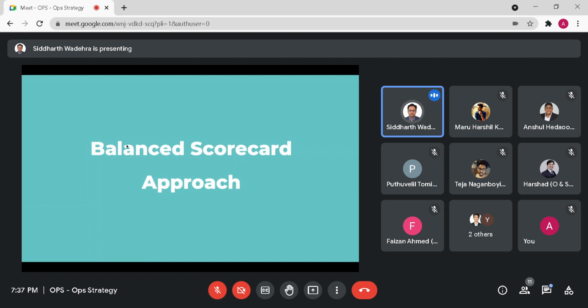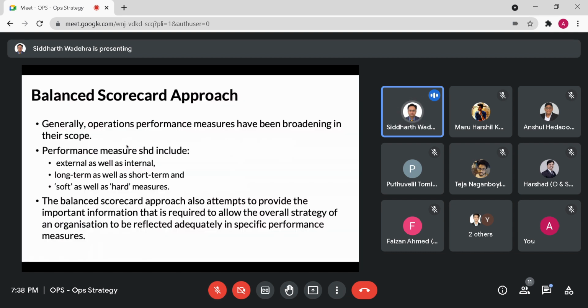Not really predict, but at some level reduce the ambiguity of the potential benefits that an organization might receive using that approach. This is a very generic framework, but when we use it for operations, it becomes so much more powerful.